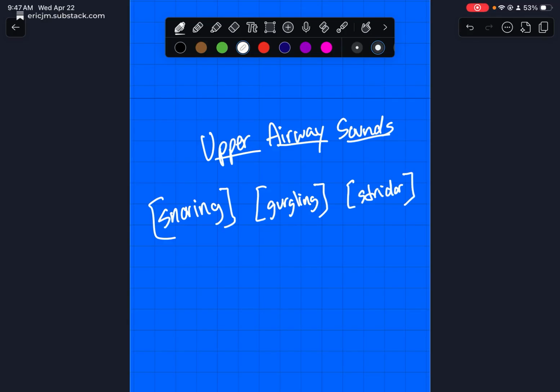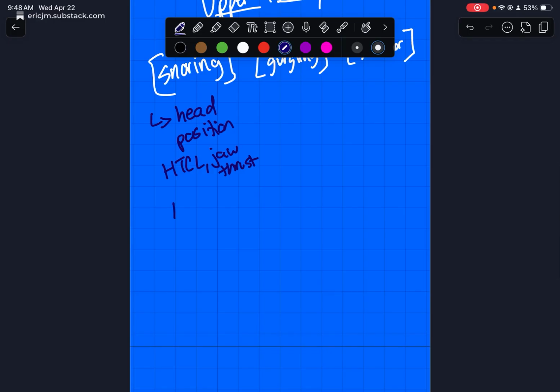Inspiratory stridor. Snoring. How can we take care of snoring? Usually head positioning. As soon as we position their head, that ought to help get the tongue off of the posterior aspect of their pharynx. It's occluding it usually over the epiglottis. So head position, head tilt, chin lift, jaw thrust, whatever. If that doesn't solve it, you can think of NPAs, OPAs.